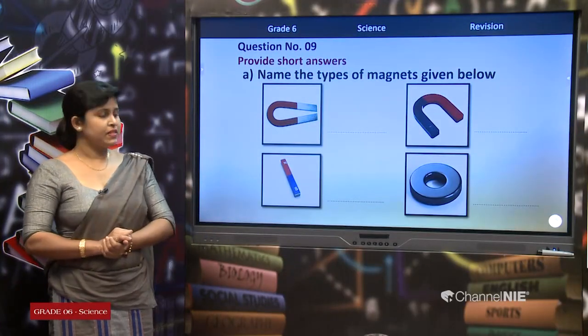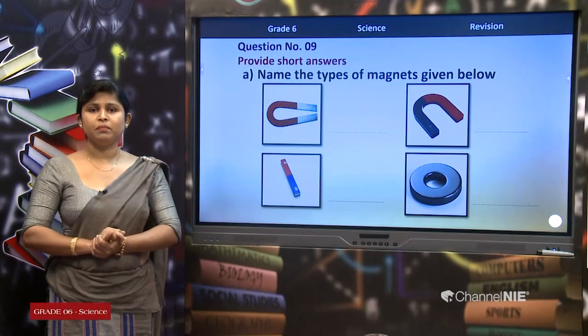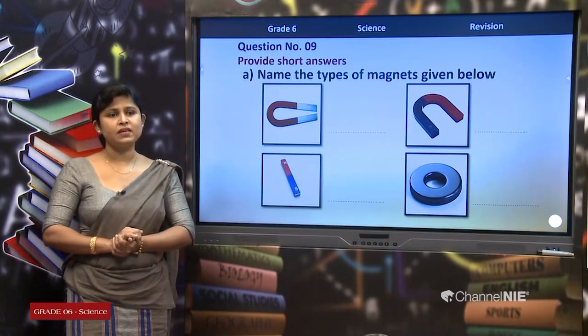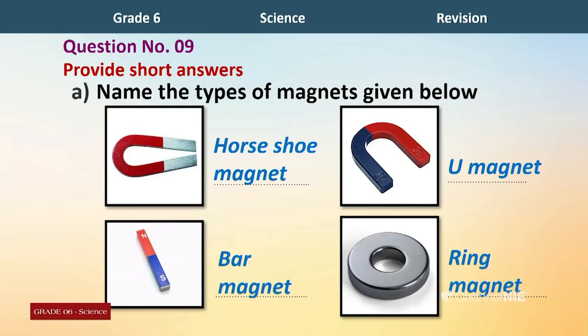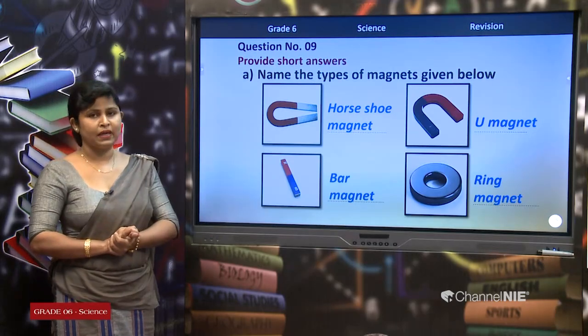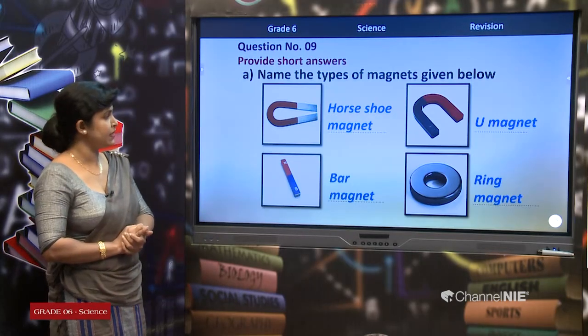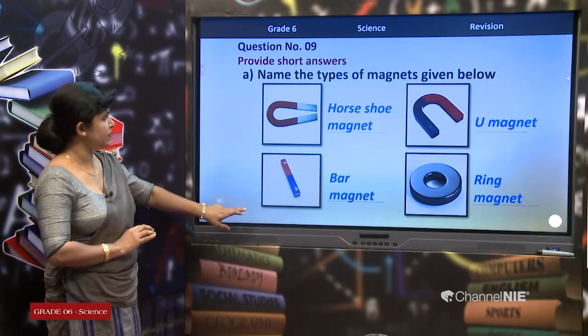Provide short answers. I have given you four pictures there. All the pictures are showing you magnets. There are different types of magnets, in different shapes. The first type is a horseshoe magnet. Then you can see a U magnet there, and a bar magnet and ring magnet. Then you can identify the magnets easily: horseshoe magnet, U magnet, bar magnet and ring magnet.